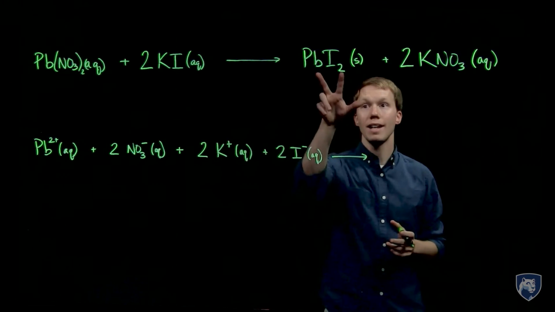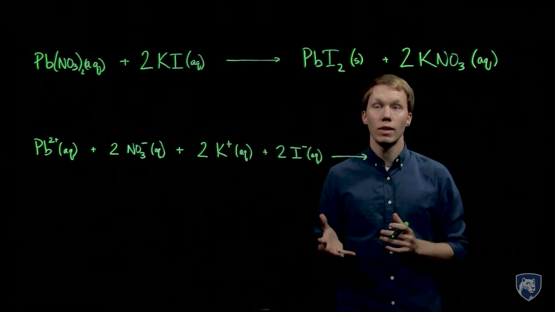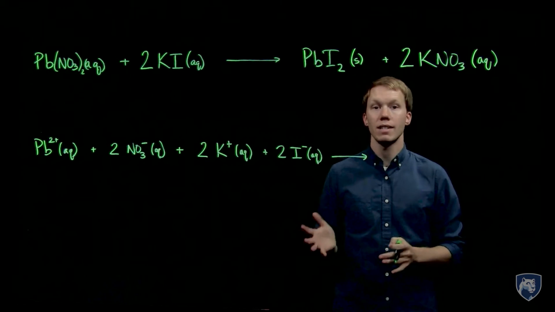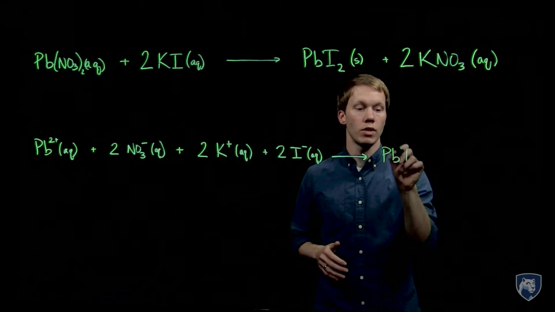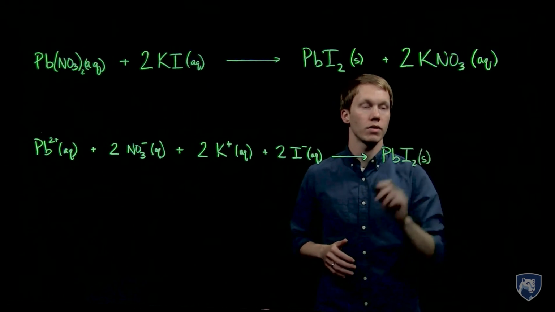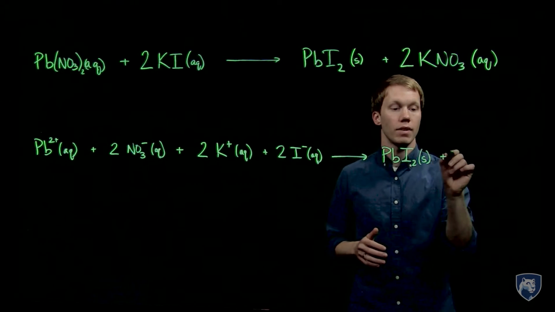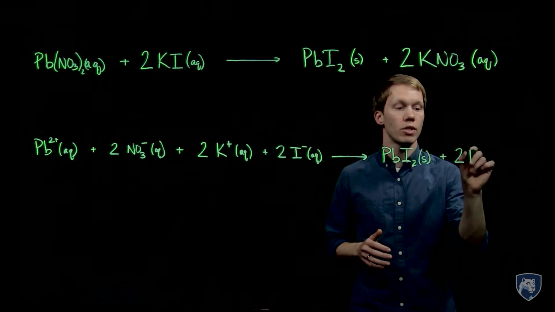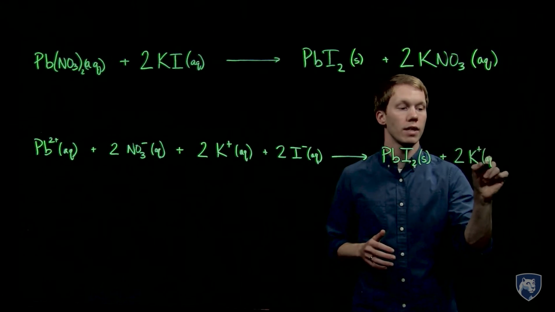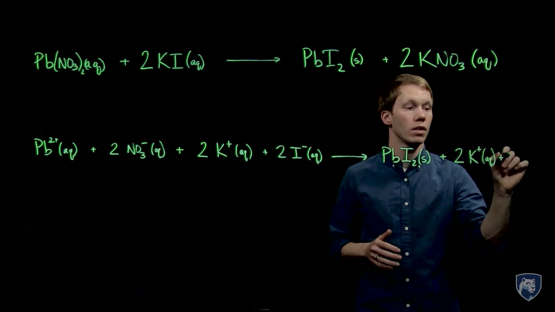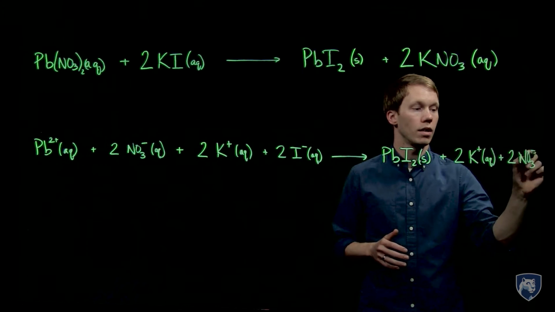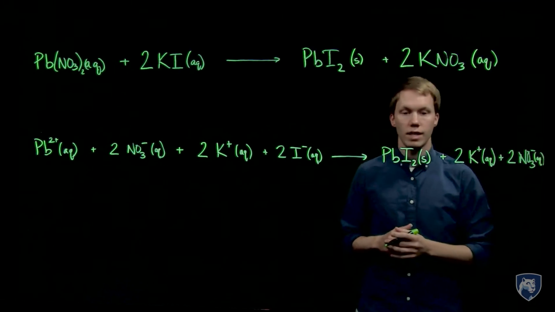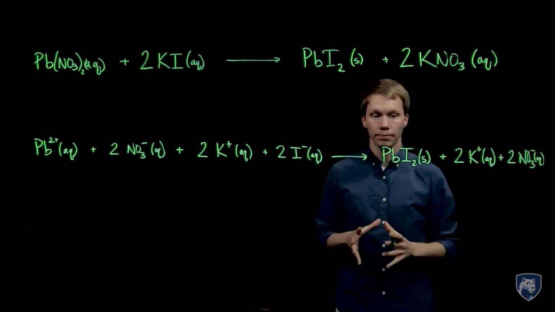And then the product side, the lead iodide is a strong electrolyte, but it is not soluble. So it's going to stay as one unit, as a solid. And then we have the potassium nitrate, which is a soluble, strong electrolyte, and the nitrate anion we squeezed in there.